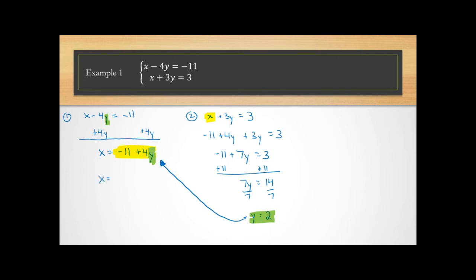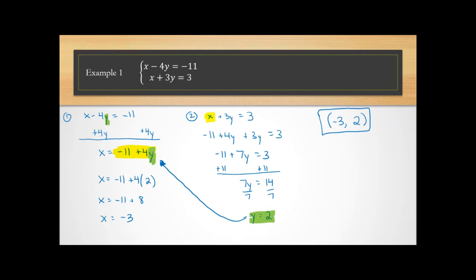So x is equal to negative 11 plus 4 times 2, since y is 2. So we get x equals negative 11 plus 8, which gives us negative 3. And so then your solution is always an ordered pair, negative 3, comma 2.